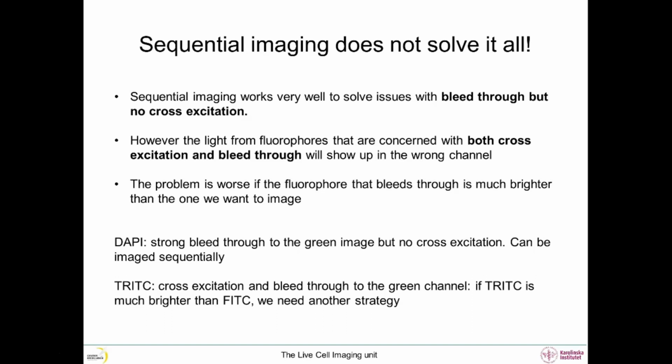However, TRITC bleeds through to the green channel and at the same time it is cross-excited by the 488 laser. So if we image FITC on its own, in sequential imaging, we know that TRITC is excited and bleeds through. If FITC is much brighter than TRITC, this is not a problem, and the red signal will have a very small contribution to the green image. However, if TRITC is much brighter than FITC, imaging sequentially will not solve the problem, and we must then use another strategy.